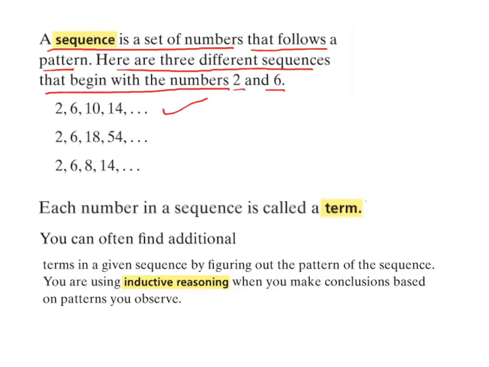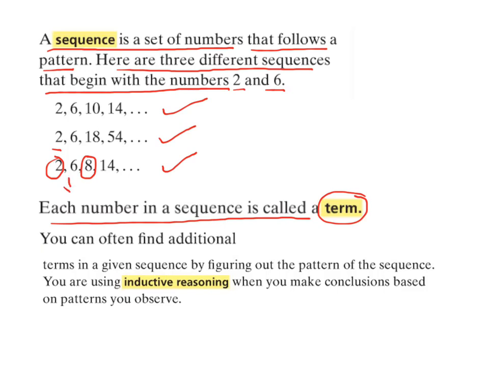Look at this. 2, 6, 10, 14 is one sequence. 2, 6, 18, 54 is another sequence. 2, 6, 8, 14 is another sequence. Each number in a sequence is called a term. 2 is a term. 8 is a term. 6 is a term. So each number in a sequence is called a term.